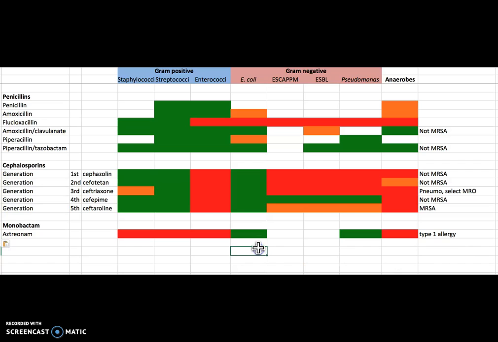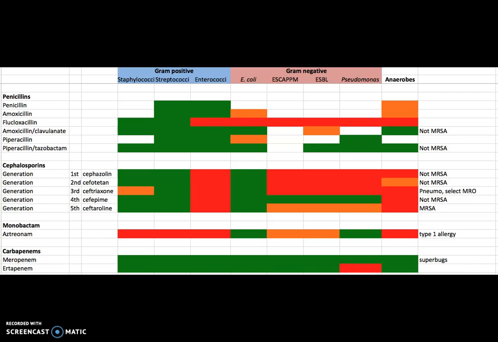Now, with respect to the gram-negatives, it's quite good against E. coli, and there are issues with the ESCAPPM and ESBL organisms, but interestingly it has anti-pseudomonal activity, and no anti-anaerobic activity. The fourth group of beta-lactam antibiotics are the carbapenems.